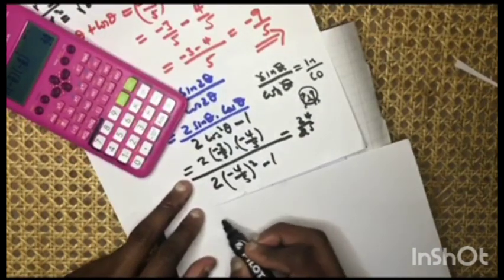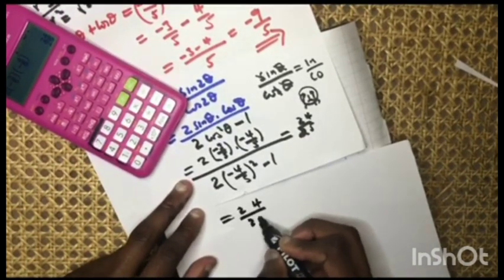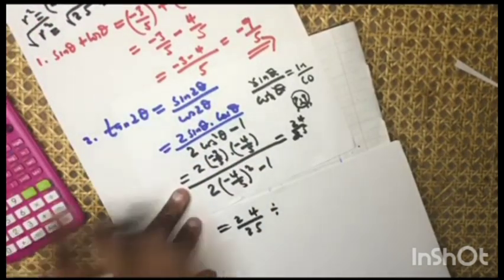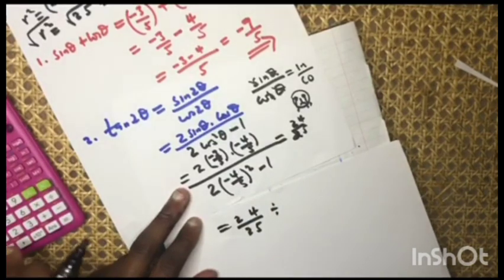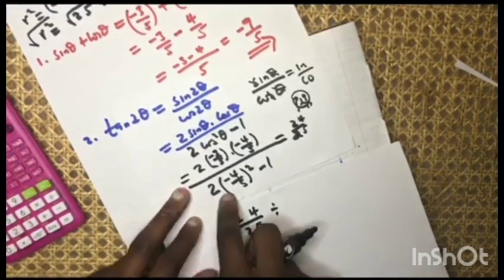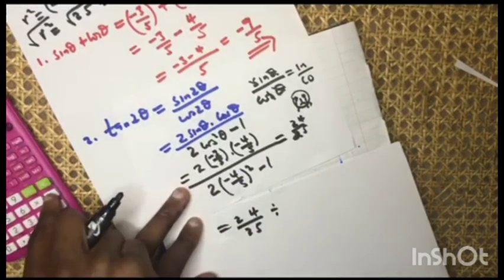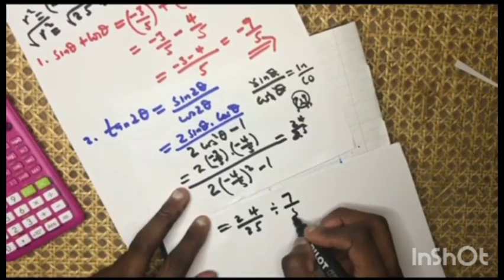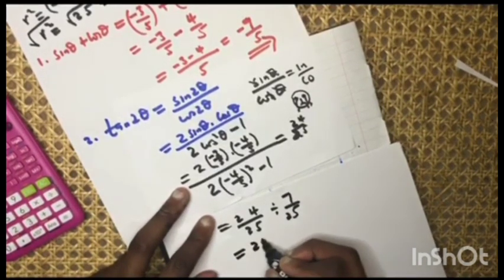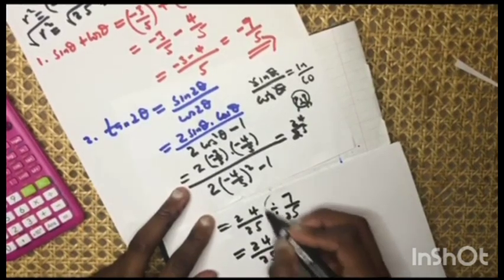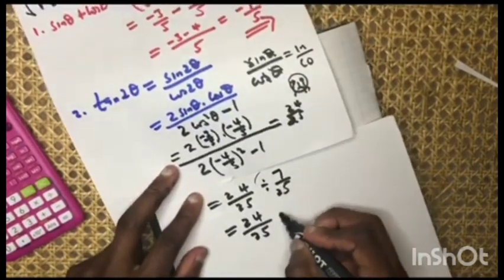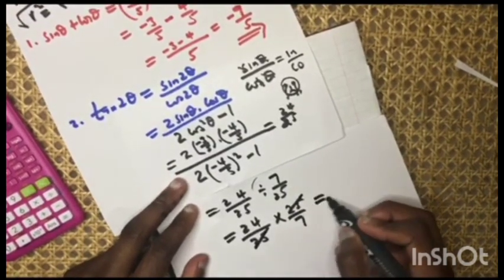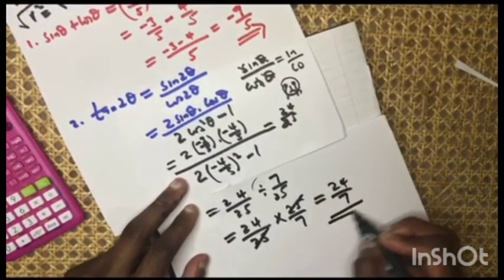Okay, let's continue here. We have 24 over 25 divided by this. So I'm going to have 16 divided by 25, which is 16 over 25, times this 2, so which is 32 over 25 minus 1. I'm going to have 7 over 25. Then we have 24 over 25. Then we do the reciprocal here, which is going to be times 25 over 7. So this will cancel this one. Then your final answer is going to be 24 over 7.